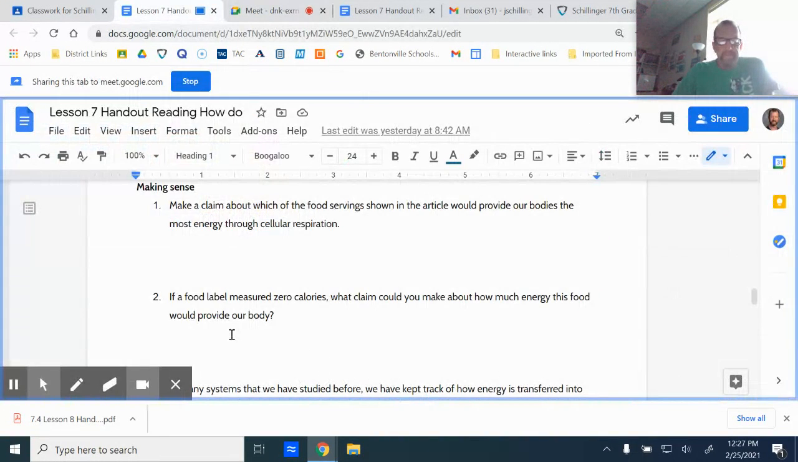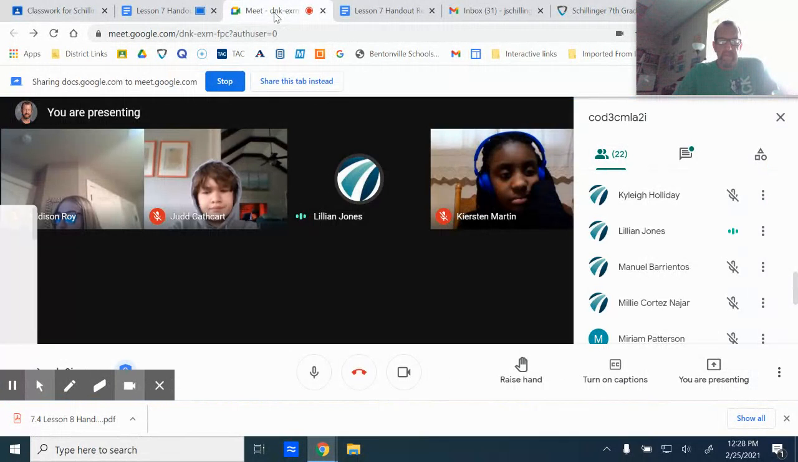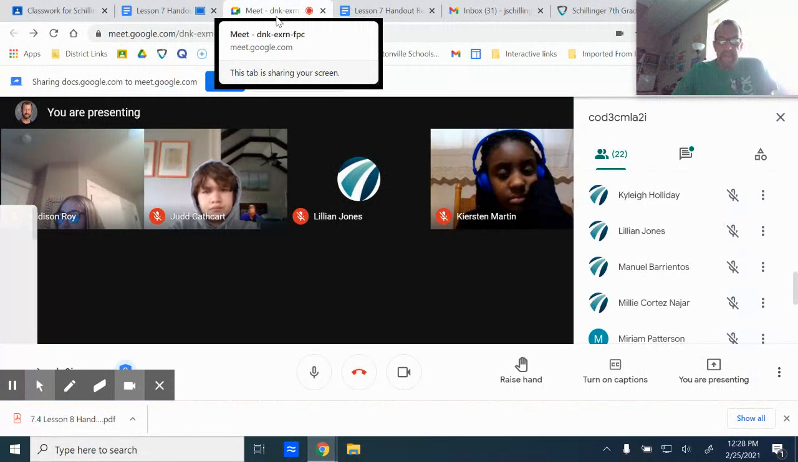So, Lillian, if a food label measures 0 calories, what claim could you make about how much energy this food would provide our bodies? How much energy would it give us? 0. It has 0 calories, so it's not going to give us any energy.